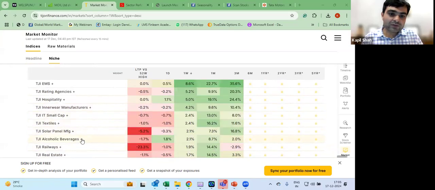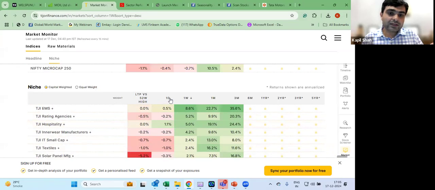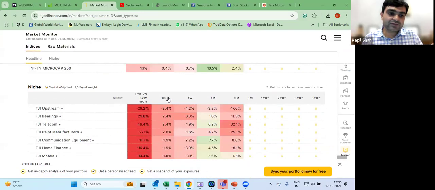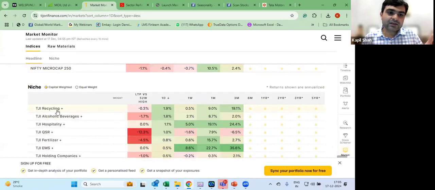Right now, alcohol and beverages companies are also doing well. By just clicking on alcohol and beverages today, I can see which sectors were under very strong positive momentum. So I can quickly understand that today recycling stocks, alcohol beverages stocks, hospitality stocks, QSR stocks, and fertilizer stocks were under positive momentum, in spite of the market having declined a lot.